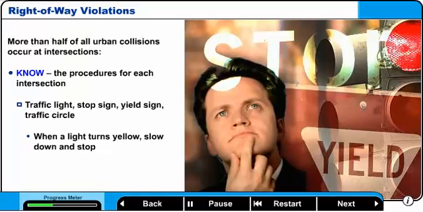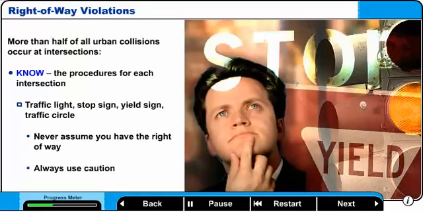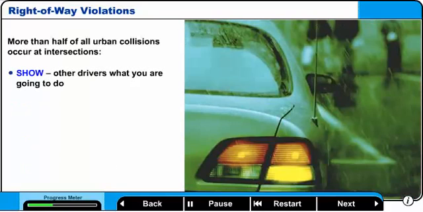If a traffic light turns yellow as you approach it, slow down and stop. Don't try to make it before it turns red. That's just too risky. Don't run a red light. Never assume you have the right of way, and always use caution. You should be prepared to show other drivers what you are going to do, signaling your intent when necessary.